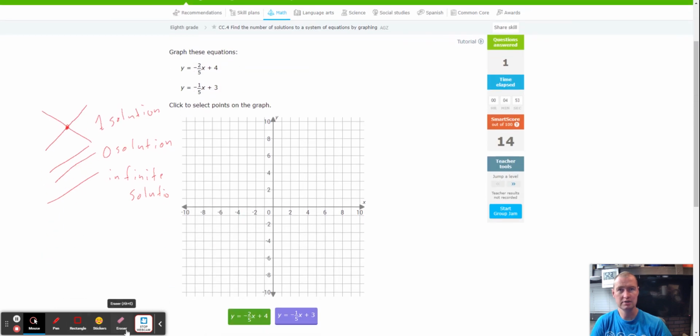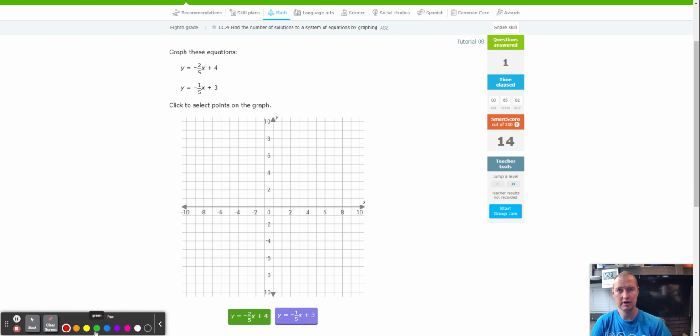All right, we got ourselves another equation. Plenty more to go. Graphing is always good. Let's go ahead and clear the screen. All right, we're going to start with the green equation.